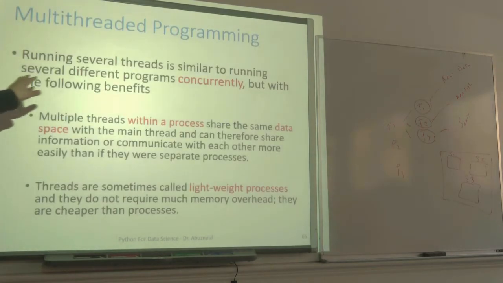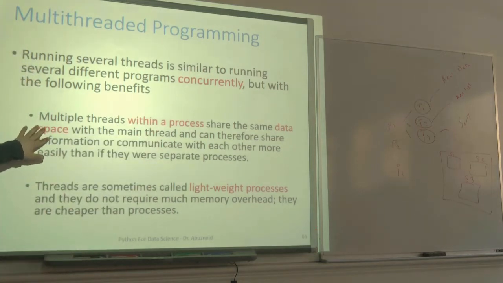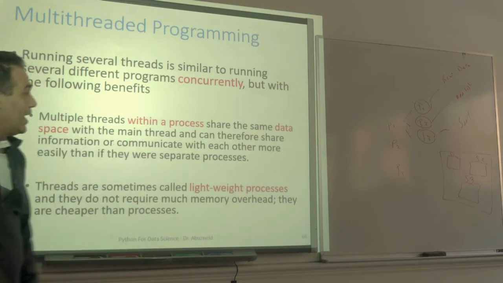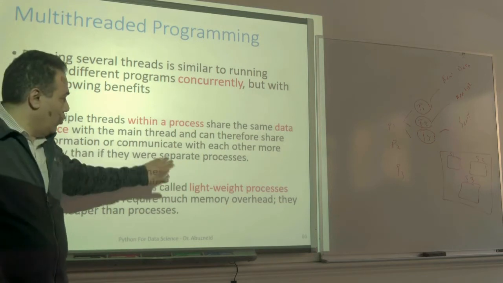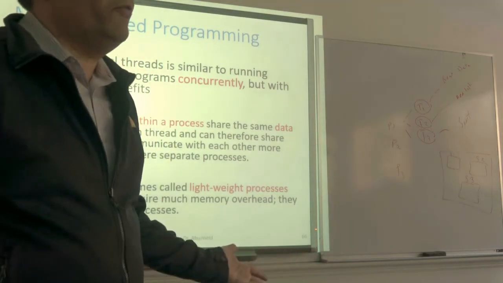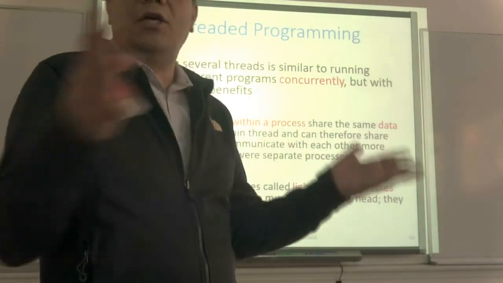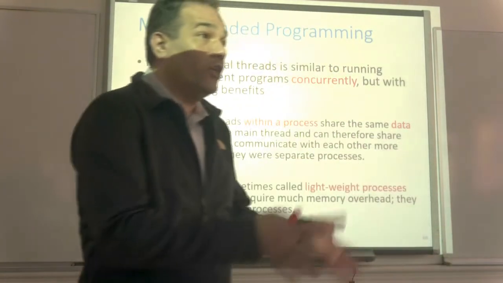Running several threads is similar to running several different programs concurrently, but with the following benefits. Number one, multiple threads within a process share the same data space. The threads share all the data space with the main thread and can therefore share information or communicate with each other more easily than if they were separate processes. If they are separate processes, what do you have to do? Socket programming, for example. So it's a whole issue. You have to create a socket to communicate between the two processes. Now we have one process, and they are sharing the data.